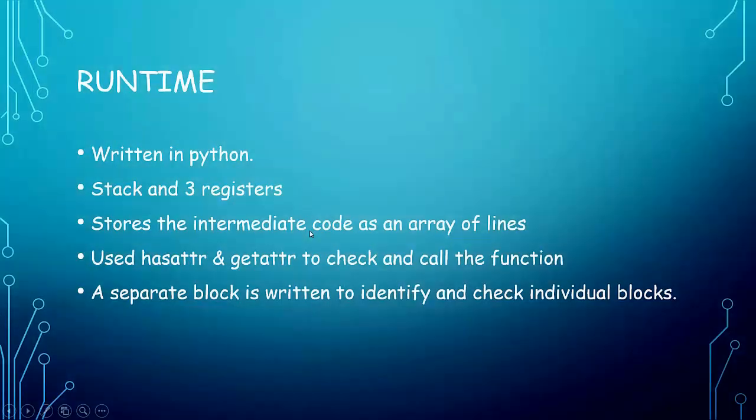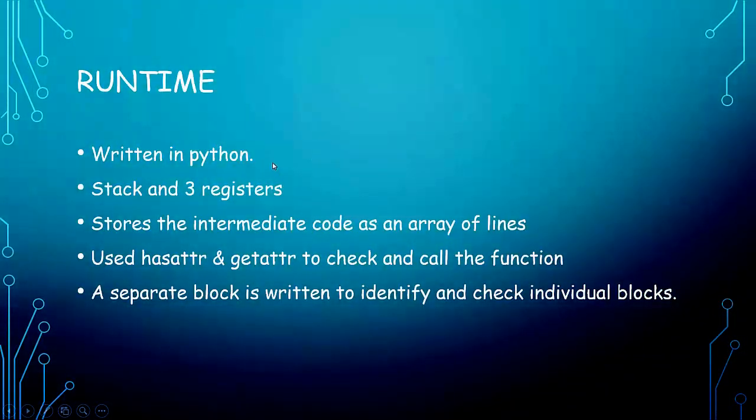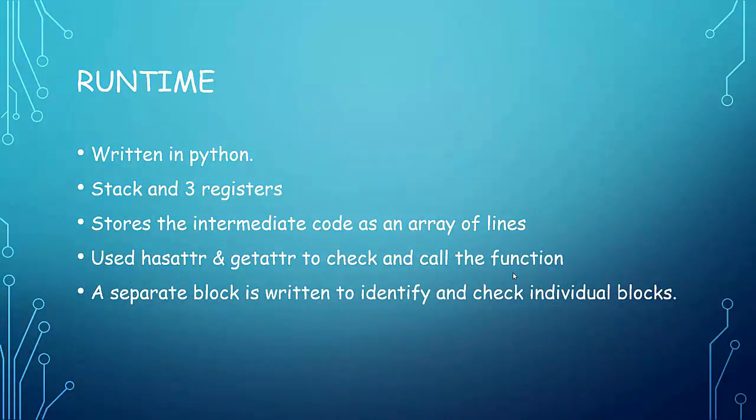And the runtime. This is the special part of our programming language. It is written in Python. In order to make it simpler, we have implemented a stack and three registers. One of the registers takes input from functions, and the intermediate code generated from the .txt files is taken as an array of lines and passed accordingly. We have hasattr and getattr to check all the function calls, and a separate block is maintained to identify each and every individual block that we write in our program.